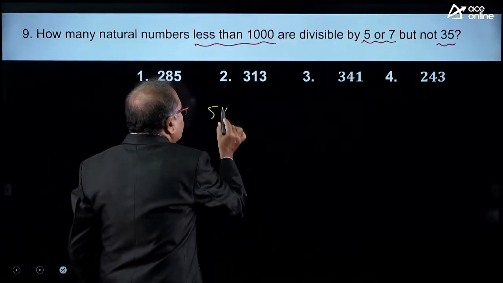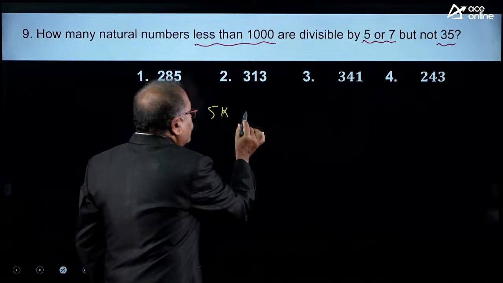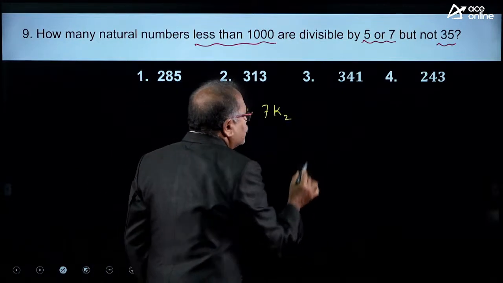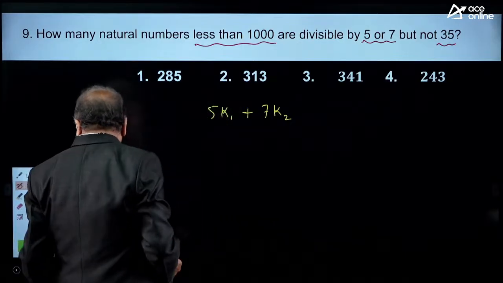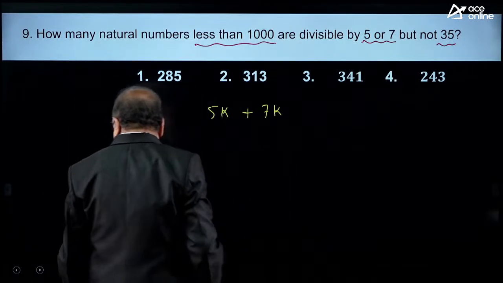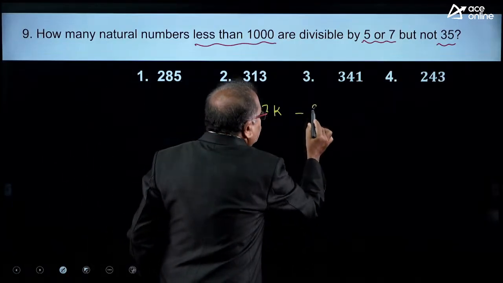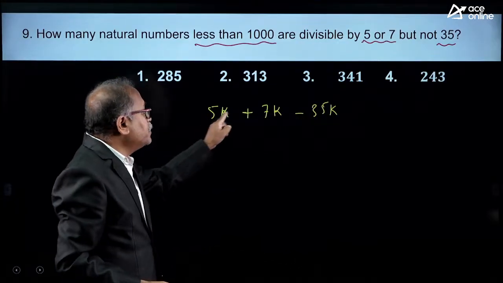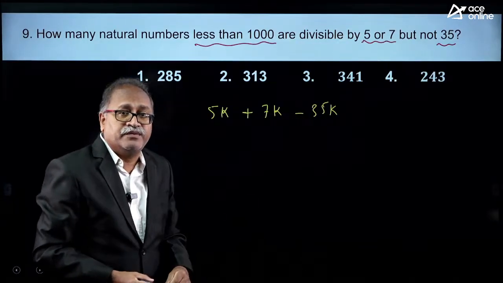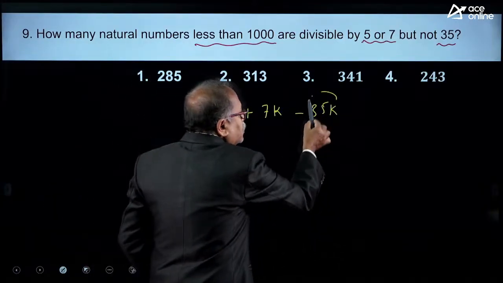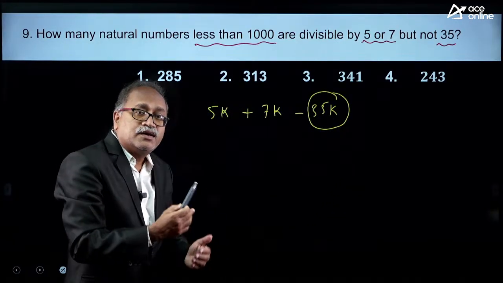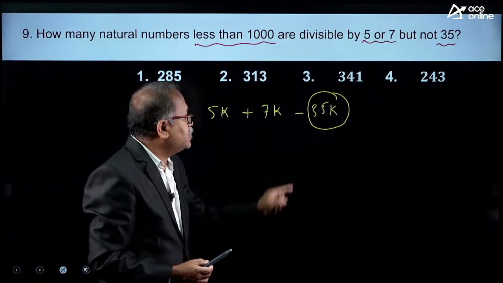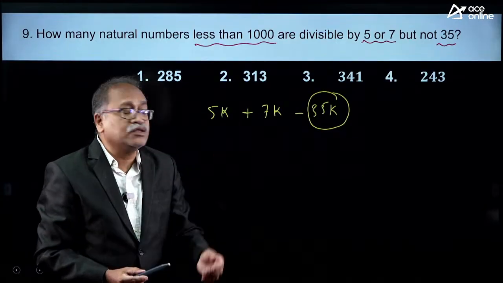So I need to take the numbers which are divisible by 5, that is 5k, and also divisible by 7, that is 7k. No need of k1 and k2. Let it be in this format, and minus 35k, because 35 is a multiple of 5 and also a multiple of 7. So if you take the numbers which are multiples of 35, you are repeating the numbers which are multiples of 5 or also multiples of 7.